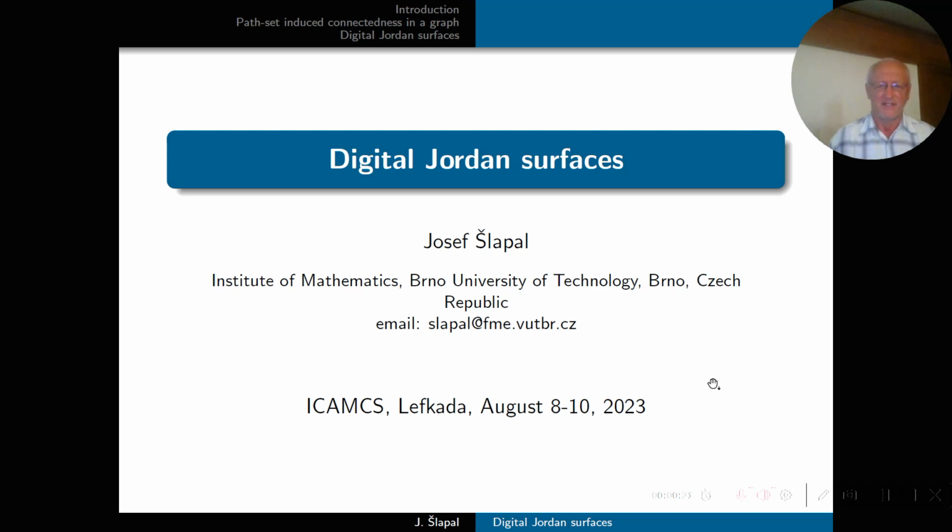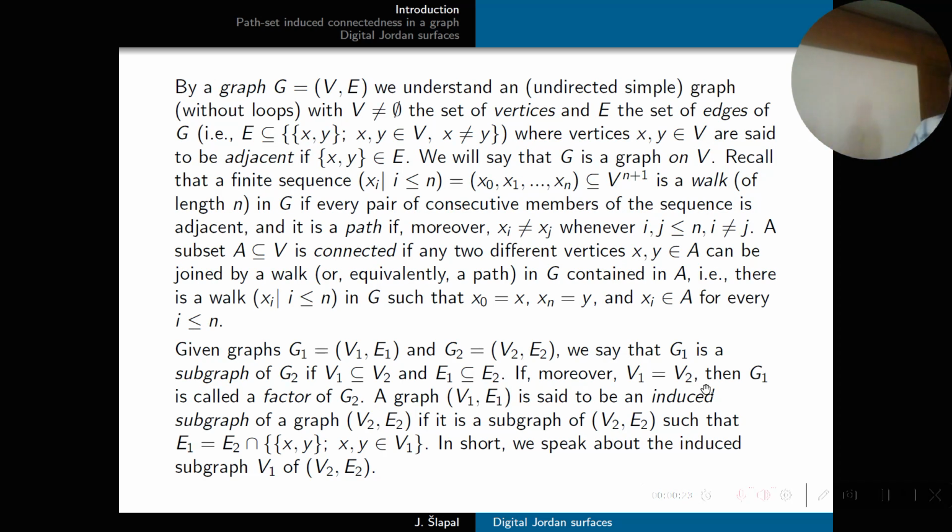If we would like to study digital images, three-dimensional, we need to have some good definition of a Jordan surface. A Jordan surface is some simple closed surface, which has the property that its inside and also outside are connected, and also this surface is connected. So such surfaces then represent borders of objects in three-dimensional pictures.